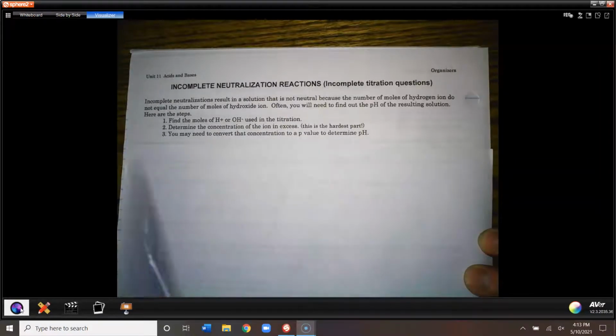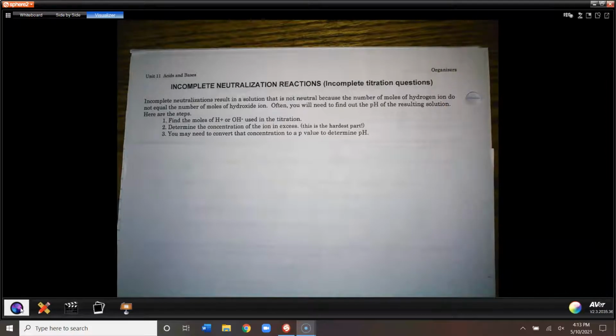Second thing you need to do is determine the concentration of the ion in excess. This is technically the hardest part because there's a couple things you got to remember to do. And then finally, if you're asked for the pH, you've got to convert that concentration into the p-value and then ultimately determine what the pH is.